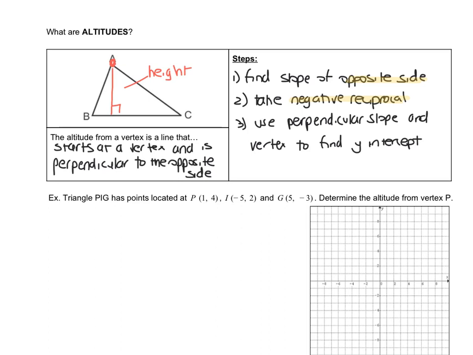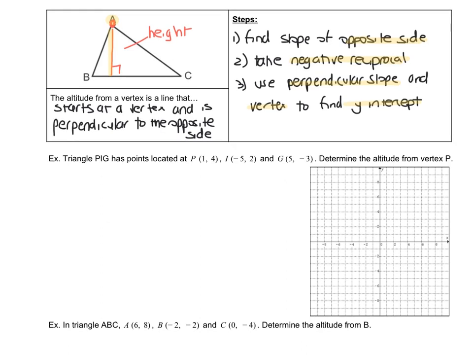And now that I have the slope of my altitude right here, then the only point I know on this line is vertex A. So I'm going to use my perpendicular slope and the vertex to find the y-intercept. So let's go ahead and try that out in example number 1.